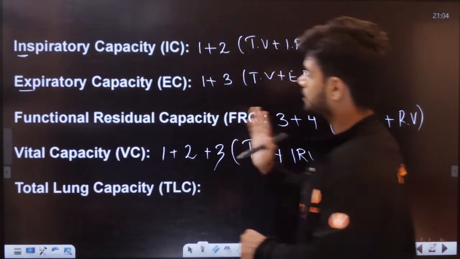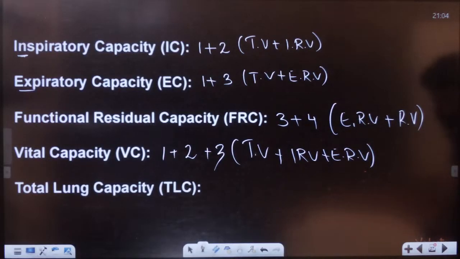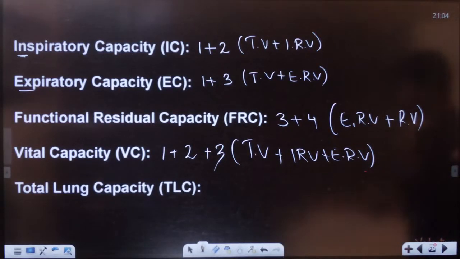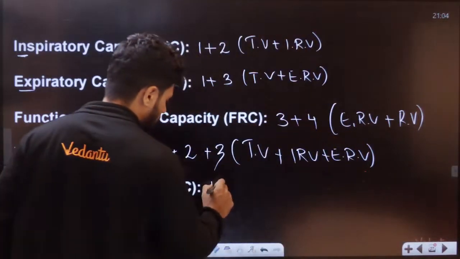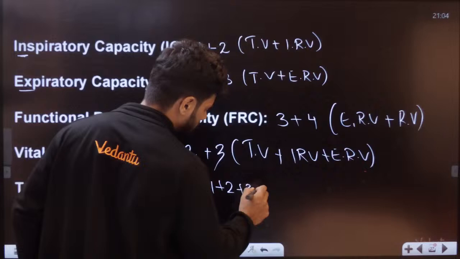That is called your vital capacity, students. Vital capacity is 1, 2, 3. Then what is total lung capacity, students? Total lung capacity is all 4 together, the total capacity of the lung. That is 1 plus 2 plus 3 plus 4.